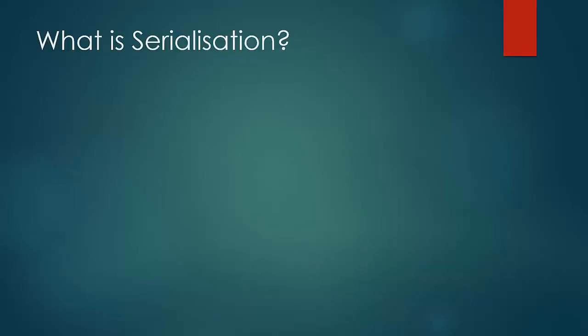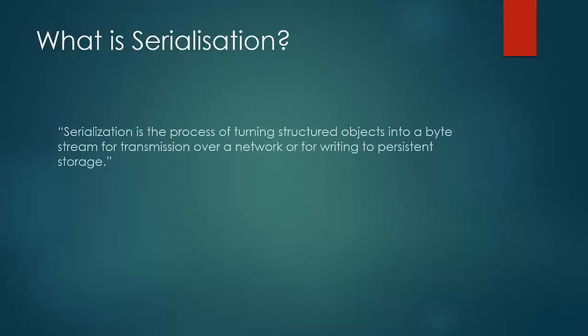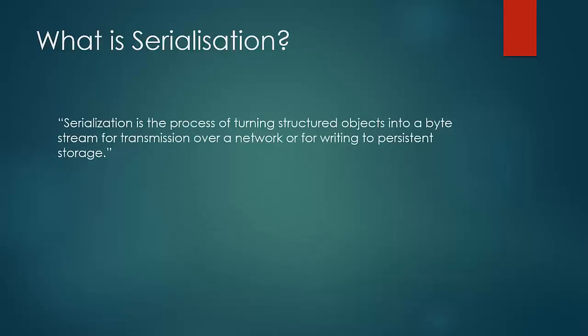When two processes intercommunicate, for example, map communicates to reduce, then the data is transferred in terms of objects. Serialization is the process of turning the structured object into a byte stream for transmission over a network or writing to a persistent storage, which eventually would be read by another process.